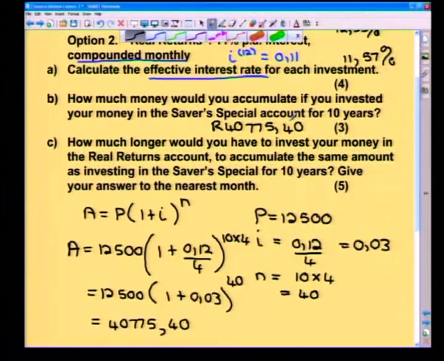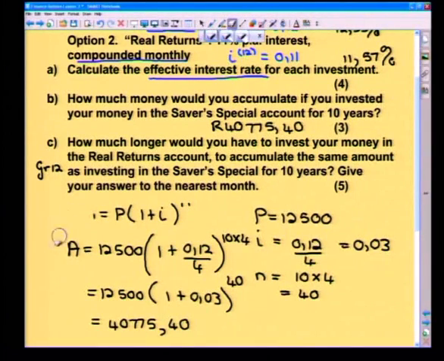It says, how much longer would you have had to invest your money in the real returns account to accumulate the same amount as investing in the Saver Special for 10 years? Give your answer to the nearest month. Now, interestingly enough, this is actually grade 12 work. I'm going to set the equation up, but in our next lesson, when we actually deal with grade 12, I will do similar examples and show you how we go about solving it. But for now, all I'm going to do is quickly show you how we would get this set up. All right, let's get some space.